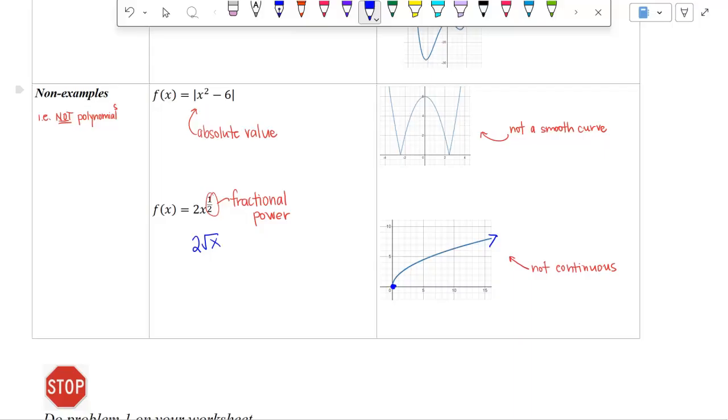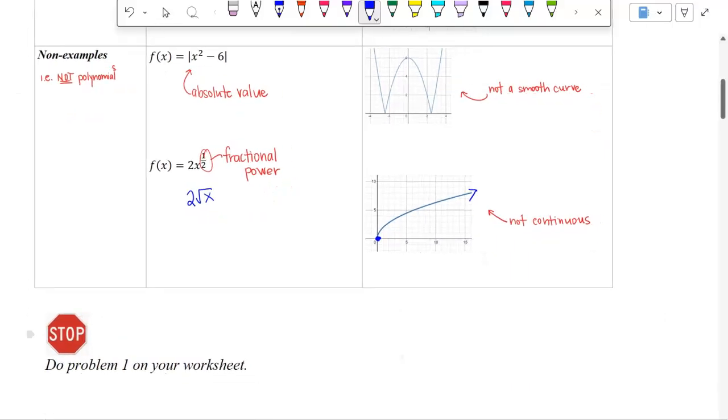So because this graph has a hard stop and doesn't continue on in both directions, this is not going to be a polynomial. So what I want you to do now is stop and do the first 12 problems for number 1, and then pause the video, come back, and check your answers.